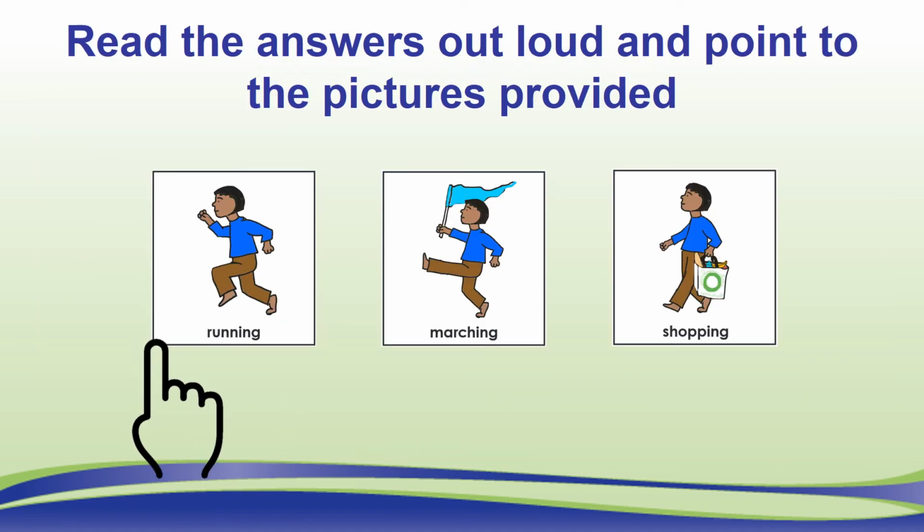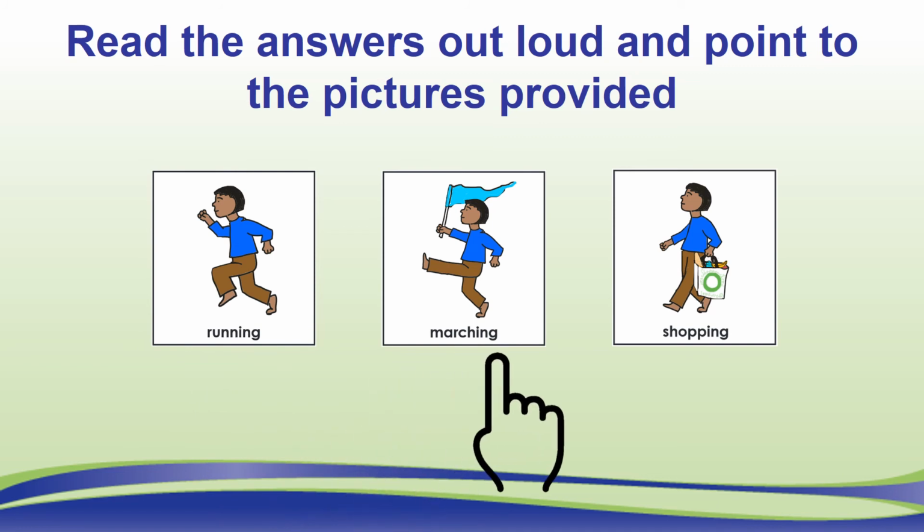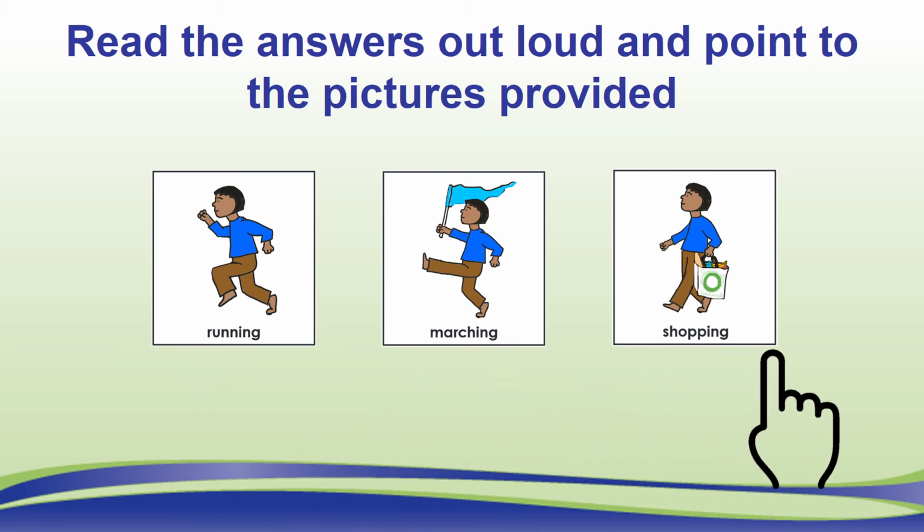To be sure the child understands what is happening in each picture, read the answers out loud while pointing to the pictures provided. Then let the child point to the right answer. If the child does not know how to point, you can begin with hand-over-hand prompting. Eventually, we want to fade this prompting away gradually so that the child will point on his or her own.